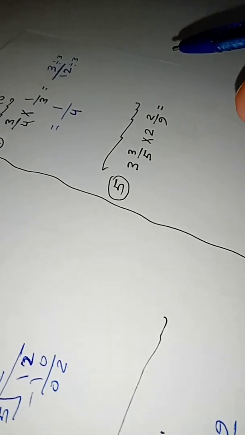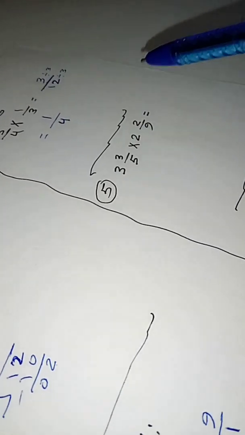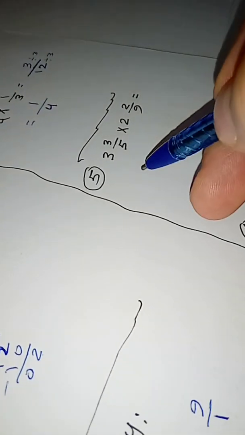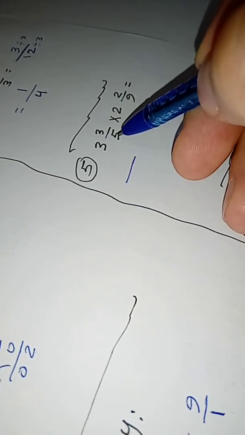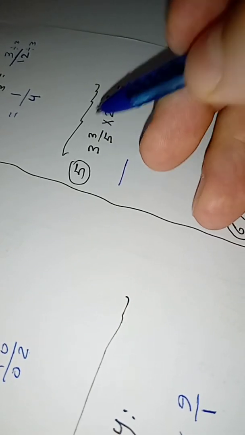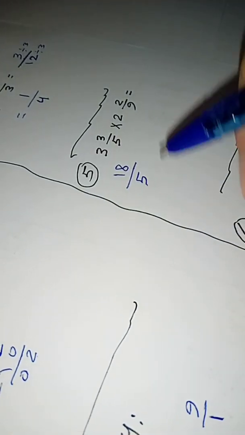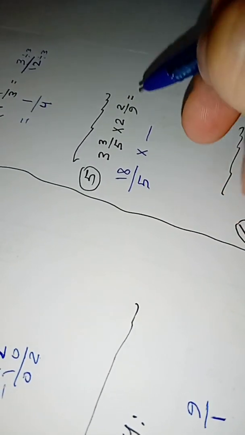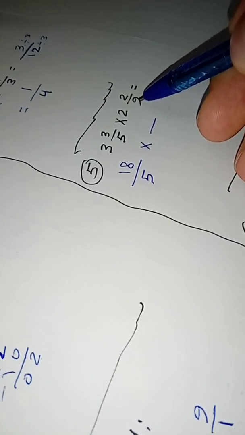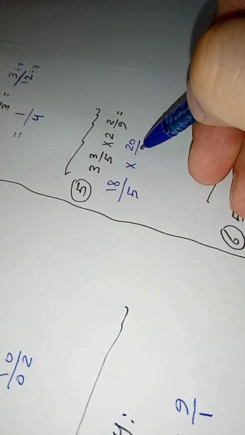In this example, we have a mixed number multiplied by a mixed number. The first step is to change from a mixed number to a fraction. How? 3 multiplied by 5 will be 15. 15 plus 3 will be 18 over 5. Multiply by, also here change to a fraction. 2 multiplied by 9 will be 18. 18 plus 2 will be 20 over 9.